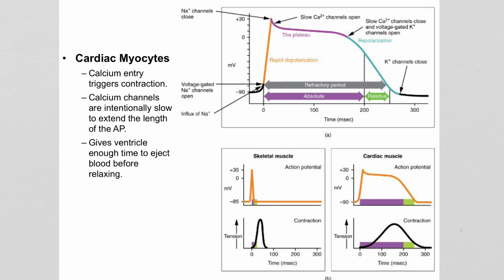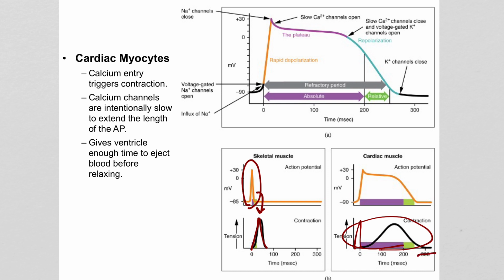The difference is in skeletal muscle, the action potential is really fast, right? And that gives you a fast little twitch where tension shoots up and comes right back down. In a cardiac muscle, it's different. We need the cardiac muscle contraction to last longer. So instead of the sharp spike for a skeletal muscle, we want a long, relatively slow contraction.